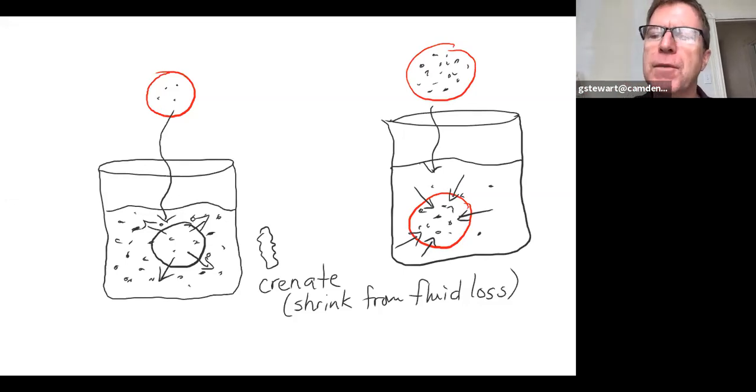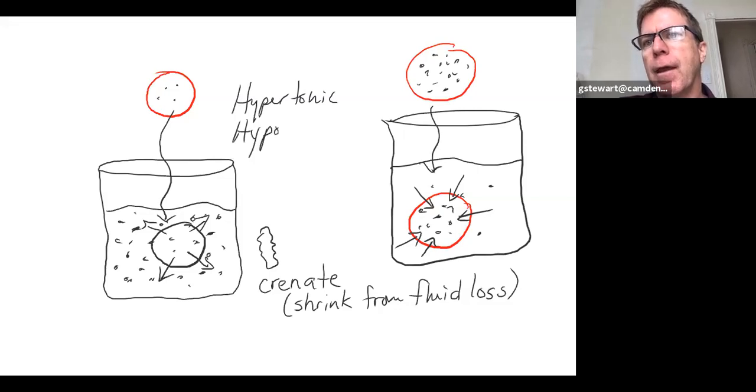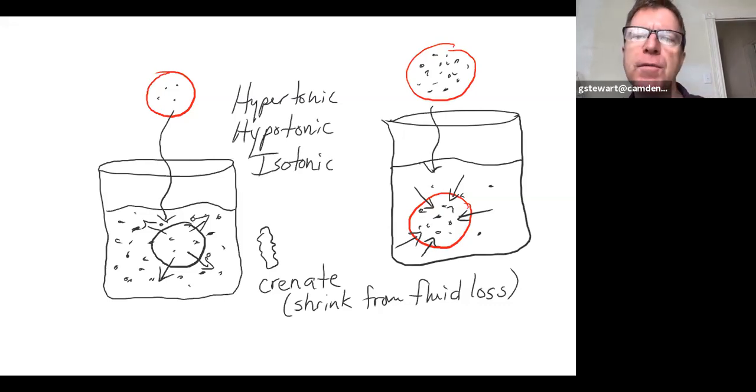And these terms that I've used, hypertonic, hypotonic, and if the two sides of the membrane, the environments, are exactly the same, we call that isotonic. Those are just terms of tonicity. That's all they mean.